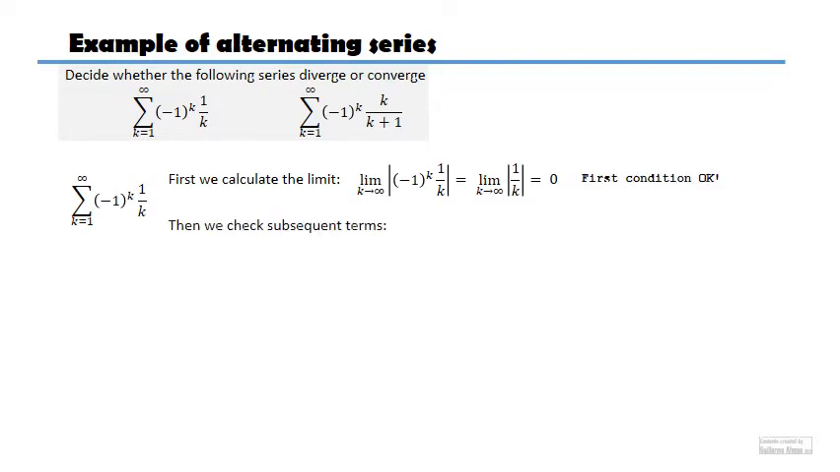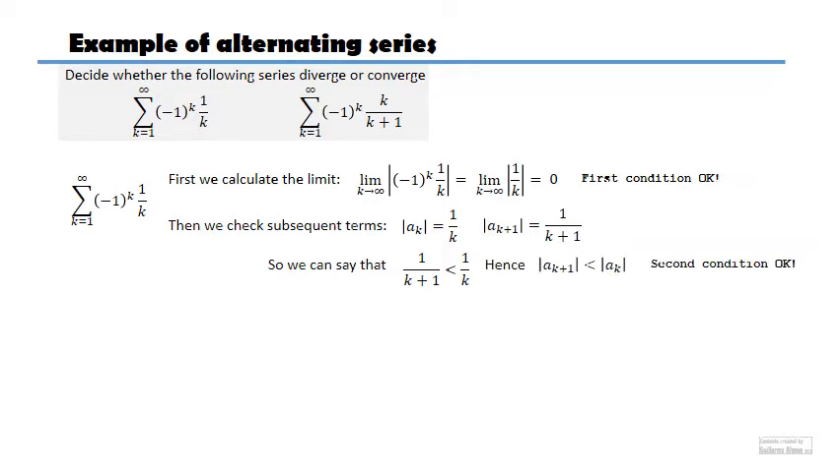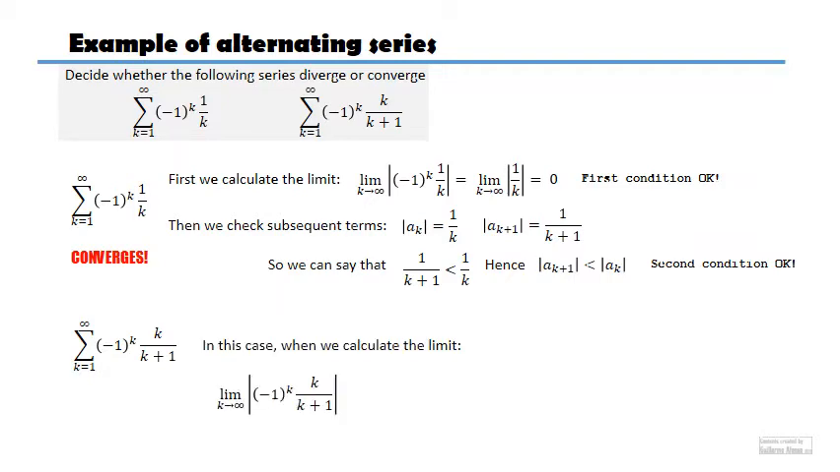Now let's calculate what happens in subsequent terms. Well, a_k is going to be 1 over k. a_(k+1) is going to be 1 over k plus 1. Because it's absolute values, again, the (-1) to the power of k disappears. And 1 over k plus 1 is smaller than 1 over k, so the second condition's okay. You see how I didn't need to put big numbers here? That was my point. Let's do the next one here. So this one here, k over k plus 1. First, let's do the limit of the absolute value.